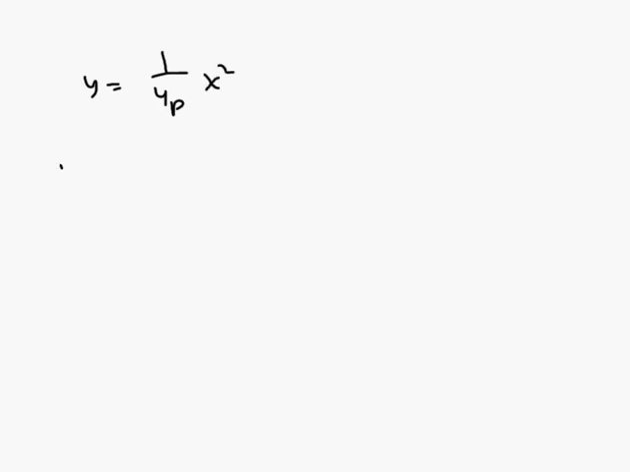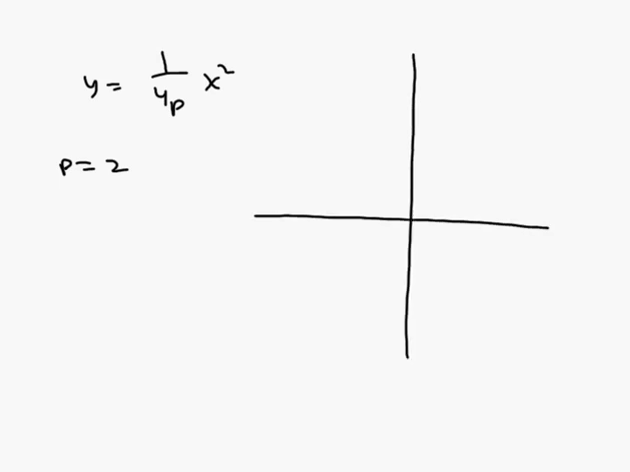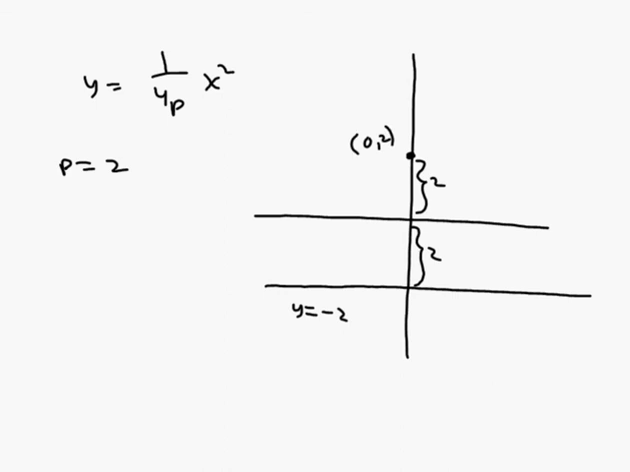Let's pretend for a minute that p equals 2. What does that mean in terms of our picture? Our picture looks like this. The focus is at a distance of 2 units above the x-axis, and the directrix is down here. So the directrix has the equation y equals -2, and the focus has the coordinates (0, 2).